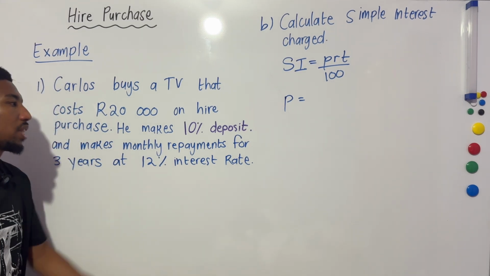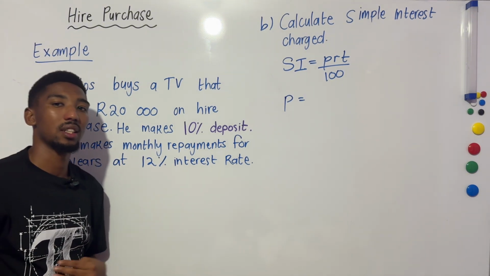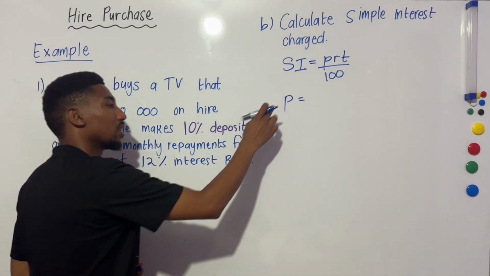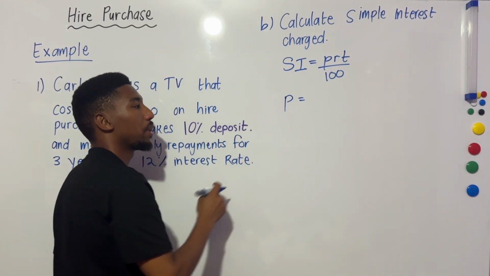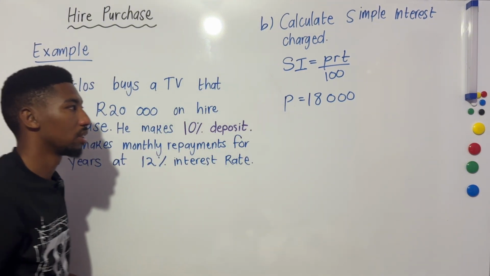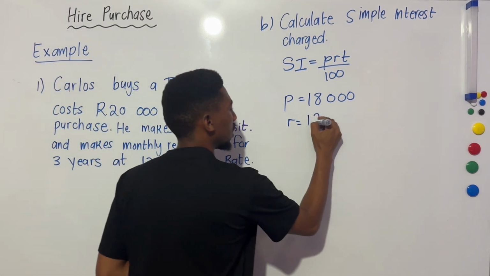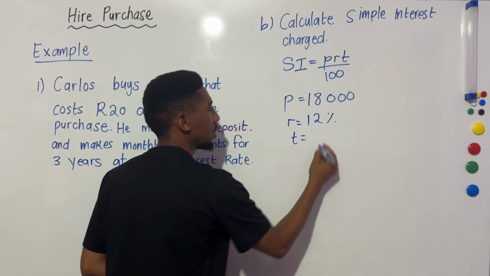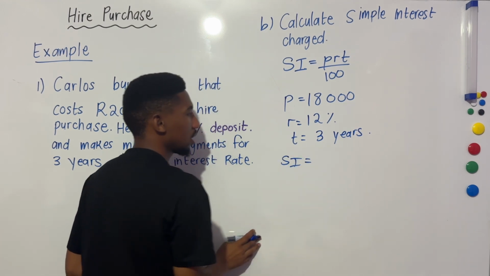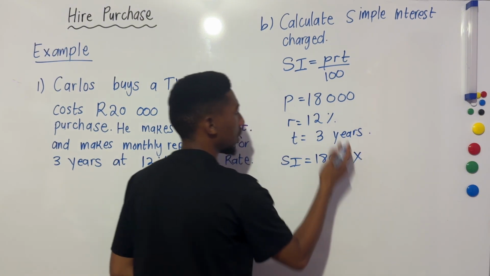Why? Because if there's a 10% deposit paid up front, we know that that's 18,000 Rand that's left to pay. So to find the simple interest, the principal amount is not 20,000, but it's 18,000 Rand because the deposit has been paid. R is equal to 12%, and the T, which is the years, is equal to 3 years.